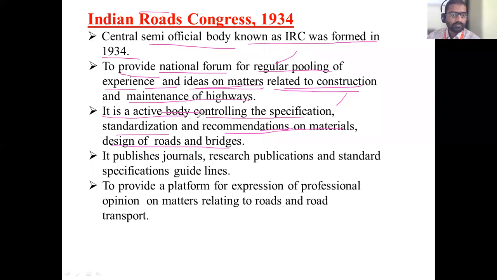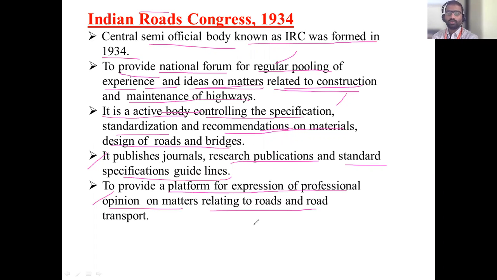Next, the IRC will publish journals, research publications and standard specifications and guidelines. So what will this IRC do? It will publish journals on rigid pavement, journals on flexible pavement, journals on transportation, journals on materials, journals on bridges. There are different journals that will be published by the IRC to provide a platform for expression of professional opinions on matters relating to the roads and road transport.